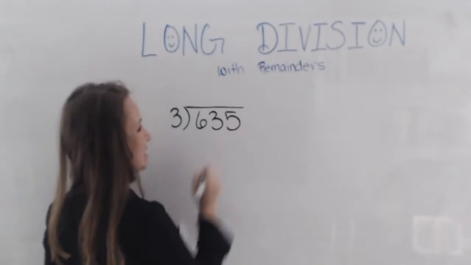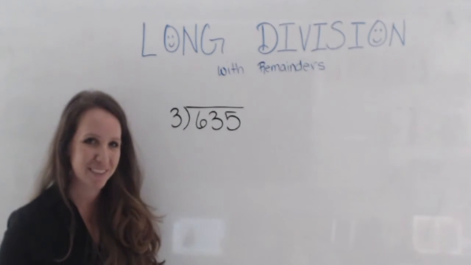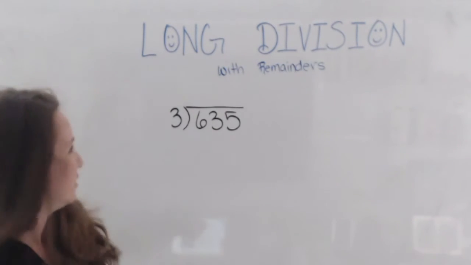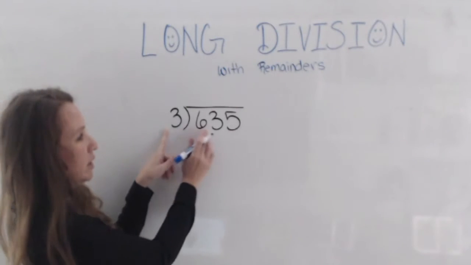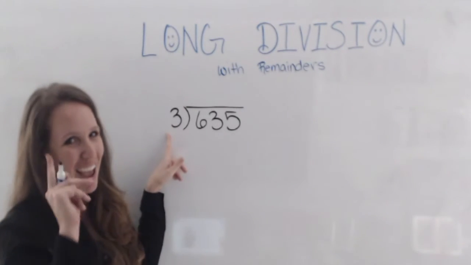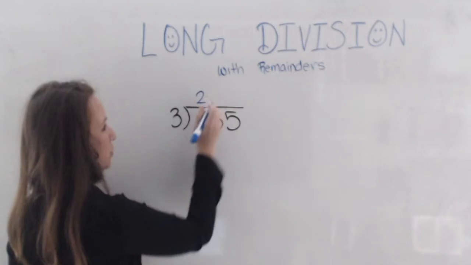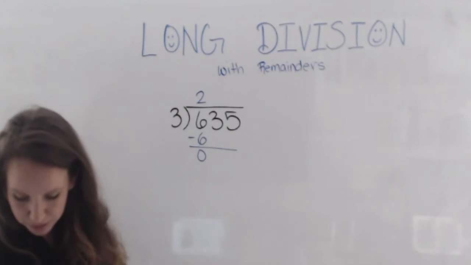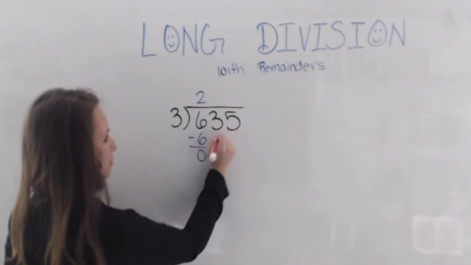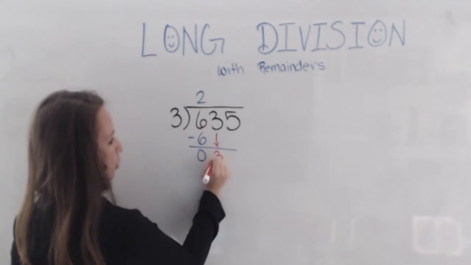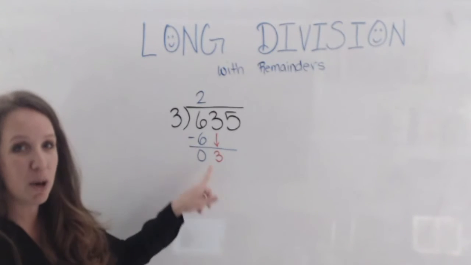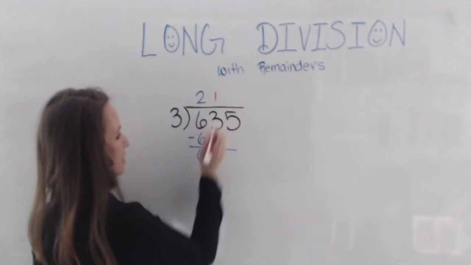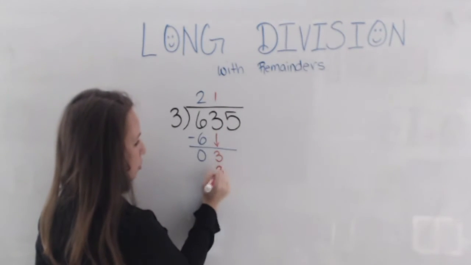What is 635 divided by 3? Same thing as we always do. Where do we start? Well, how many times does 3 go into 6? I know that one. 3 times 2 is 6, and it works out perfectly. I have 0 remainders. Let's keep going. Let's bring down the 3. 3 goes into 3 how many times? Once. Because 3 times 1 is 3.